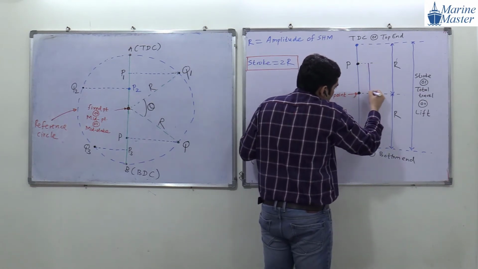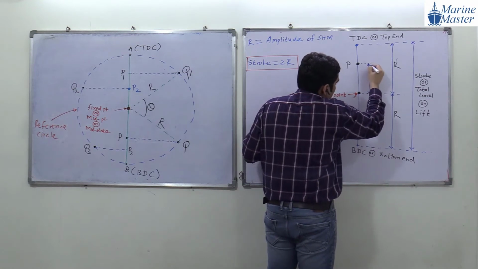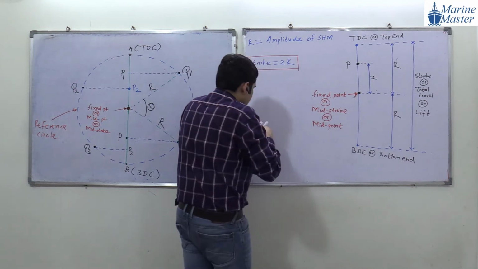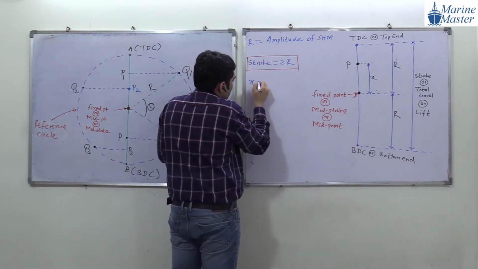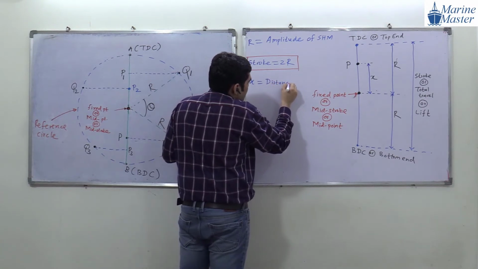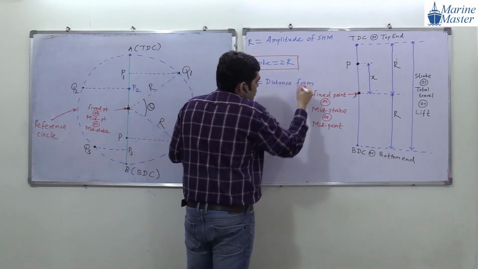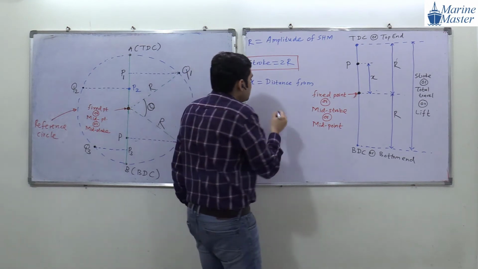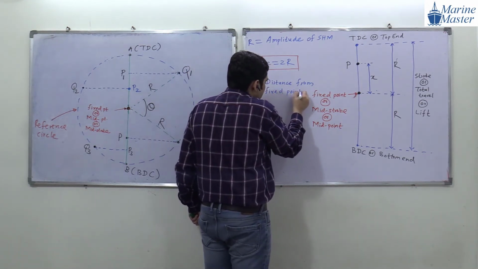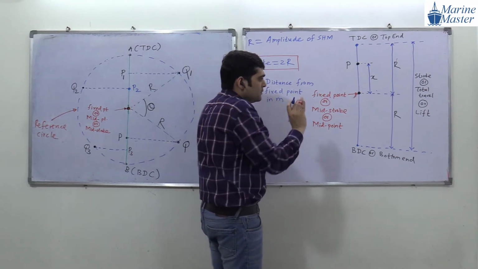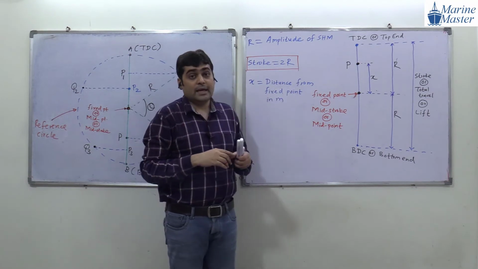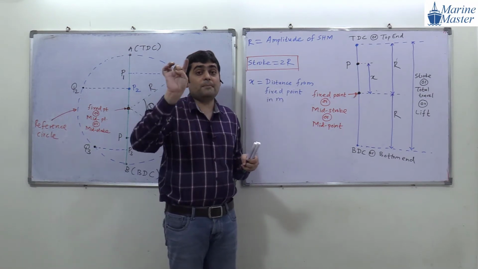So this distance we assume as x. What is the meaning of x, everyone? X means the distance from the fixed point, in meters. Okay, everyone getting my point? So x is the distance from a fixed point.